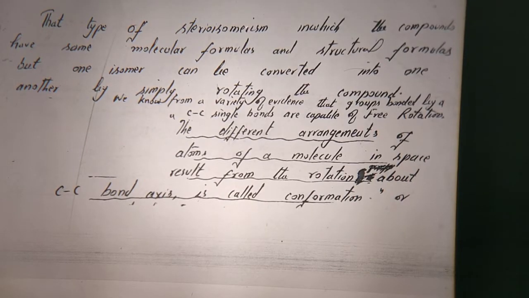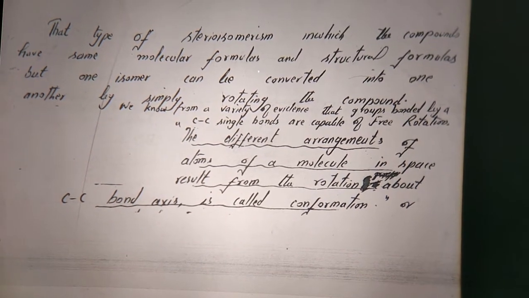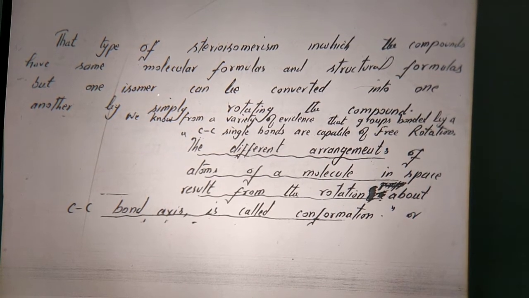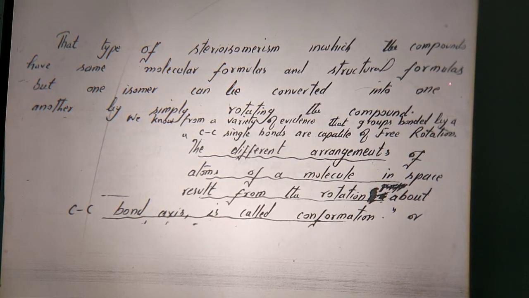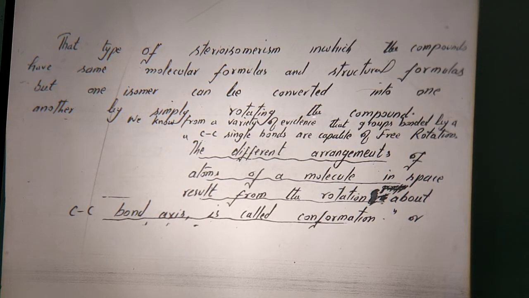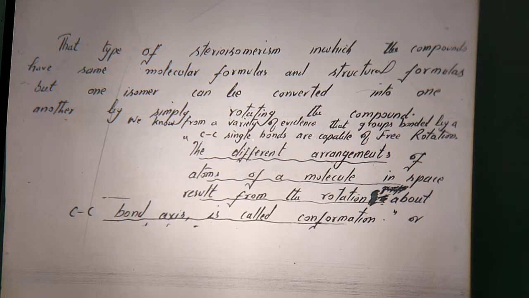That type of stereoisomerism in which the compounds have the same molecular formula and structural formation, but one isomer can be converted into the other simply by rotating the compound. We know from a variety of evidence that groups bonded by a carbon-carbon single bond are capable of free rotation.